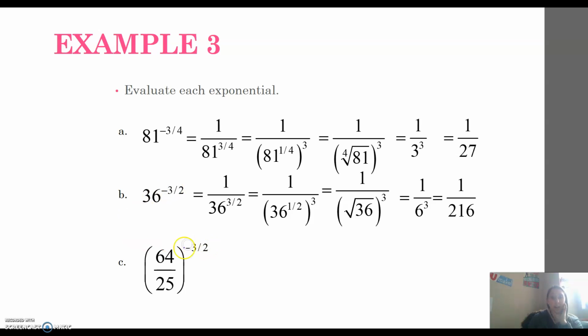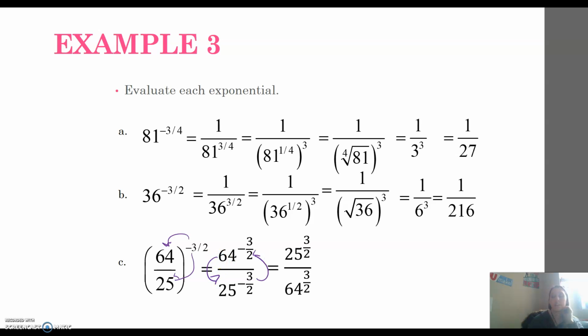So this one, we learned that if we have a power with parentheses, it goes to everything inside of it. So this is going to go to both the numerator and the denominator. So we're going to end up with 64 to the negative 3/2 over 25 to the negative 3/2. Now, I have to make these powers positive, so I'm going to move this one up and this one down. So then we end up with 25 to the 3/2 over 64 to the 3/2.